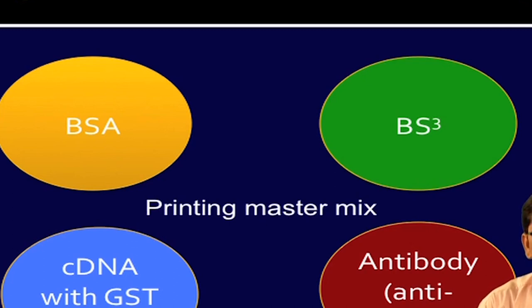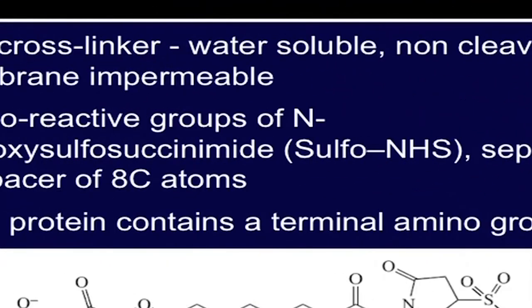Once we have these four components ready, then you are ready to perform the printing. The BS3 cross linker is water soluble, non-cleavable and membrane impermeable. The amino reactive groups of N-hydroxy sulfosuccinimide, sulfo NHS, are separated by a spacer of 8 carbon atoms, and each protein contains a terminal amino group. Once you have these components ready, you are ready to perform the printing.